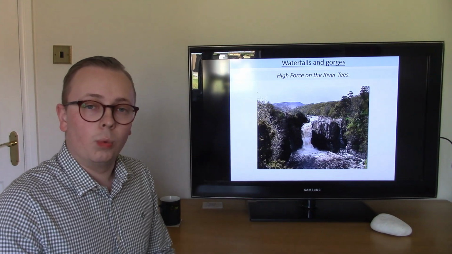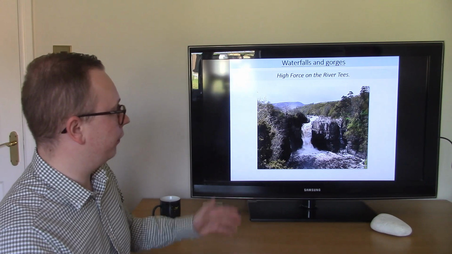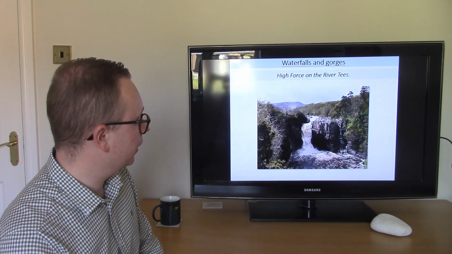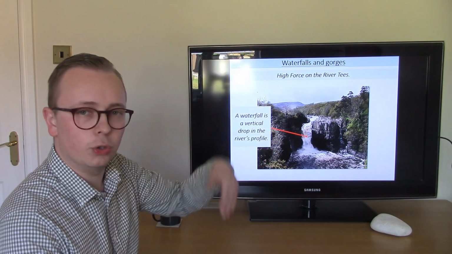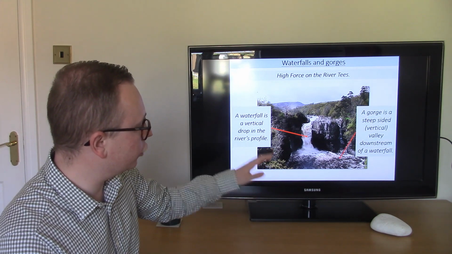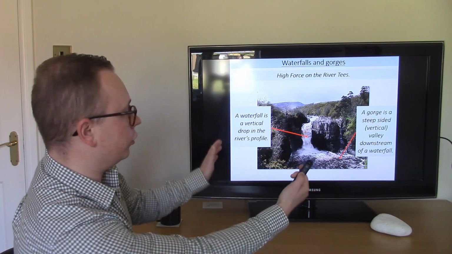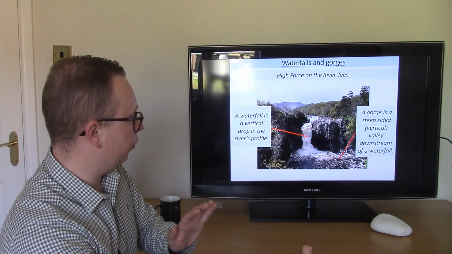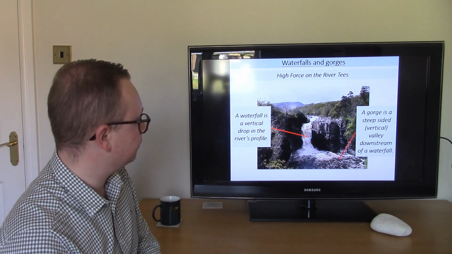We're now going to look at waterfalls and gorges, and we'll start by looking at this classic example of High Force on the River Tees, which shows both these features rather well. So the waterfall here in the centre of the image, this is our vertical drop in the river's profile. And the gorge, hard to see here, is this vertical steep-sided valley that forms in front of the waterfall. And these two features are related.